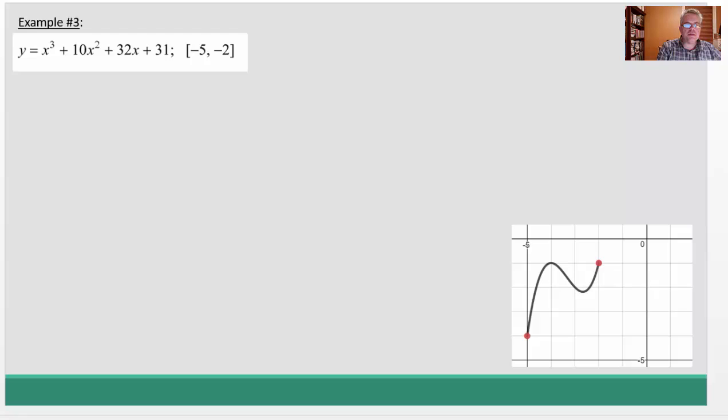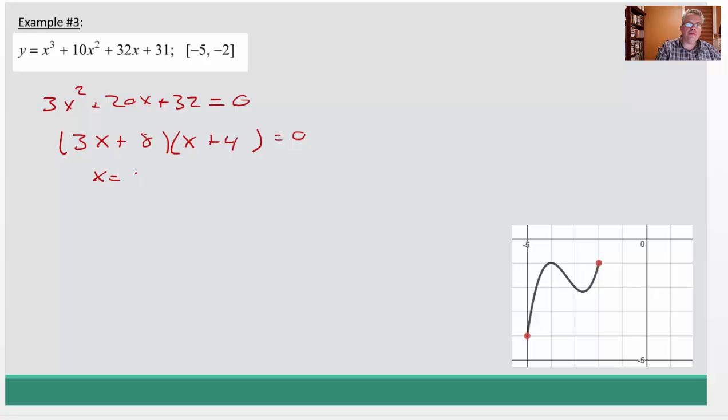Okay, here's our next example. We want to start by taking the derivative. So we have 3x squared plus 20x plus 32 equal to 0. This is defined everywhere, so we're not going to get any critical numbers that way. Let's see if we can find where it's 0. So this factors into 3x and x. I believe this is going to be plus 8, plus 4. I think that works. 8x and 12x is 20x. 8 times 4 is 32. We got it. So the critical value for this factor would be -8/3. And the one for this one would be -4.